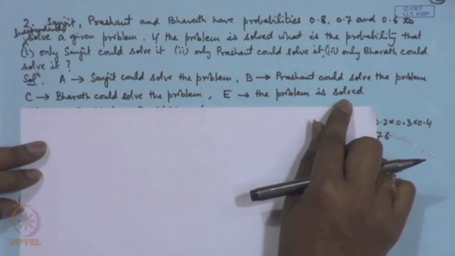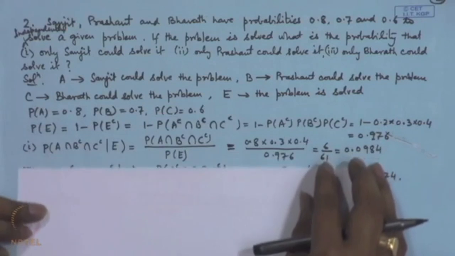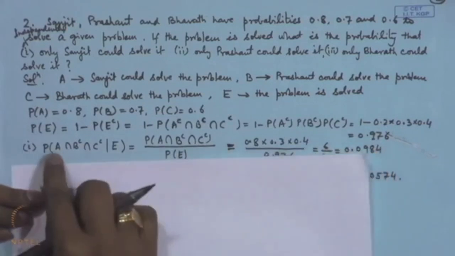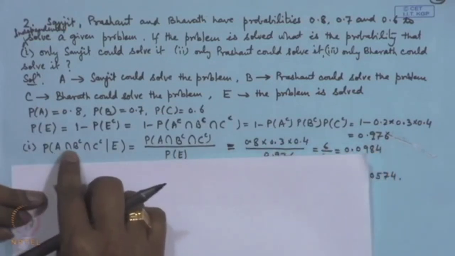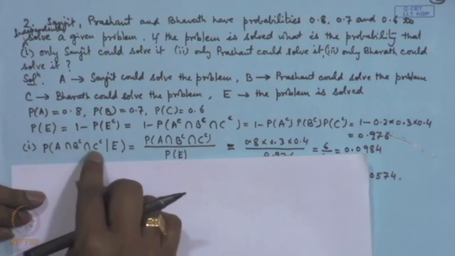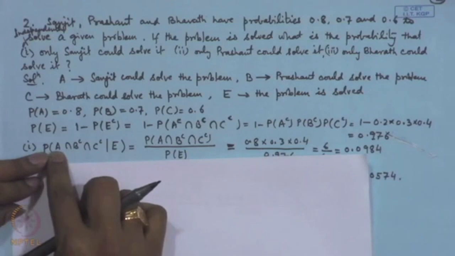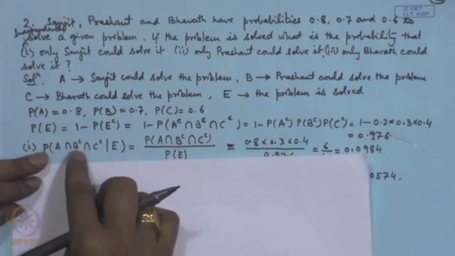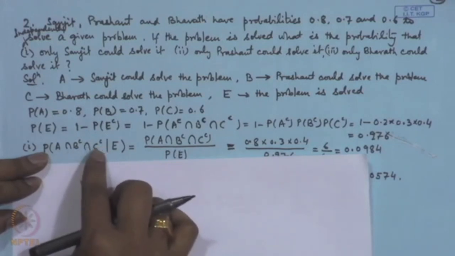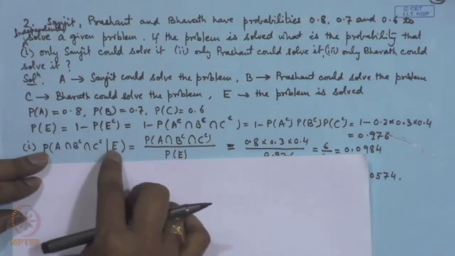So, what we are interested in are events of this nature: probability of A intersection B complement intersection C complement given E. Because what does this represent? A represents Sanjeet could solve it, B complement will represent that Prashant could not solve it, C complement would represent that Bharat could not solve the problem, given that the problem is solved.